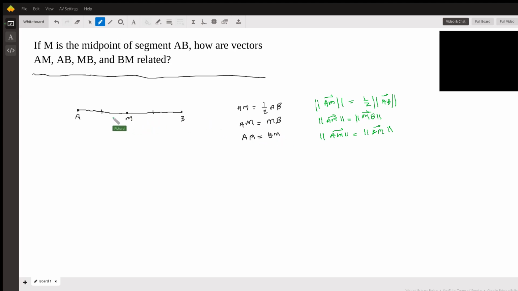So A to M could be 0 degrees, and B to M would be 180 degrees if you were working in the world of vectors. But their magnitudes would be the same. So hopefully this clears it up.